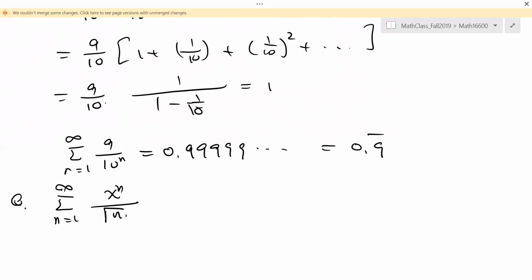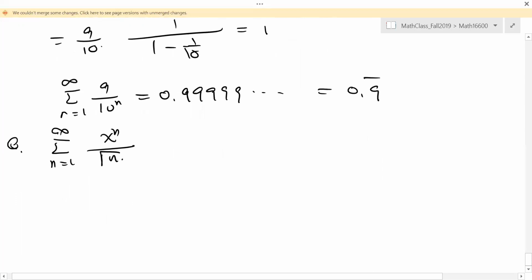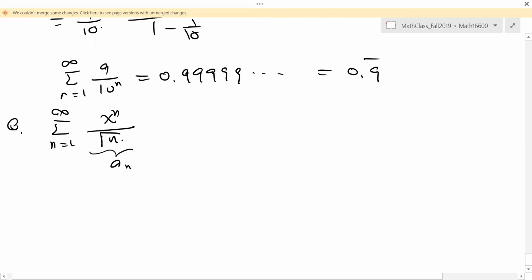This is a series we want to look at, a power series: when it's convergent, when it's divergent. So I want to find the radius of convergence and the interval of convergence. The easiest way to do it is to use the ratio test. For a power series we can always use the ratio test or the root test, right?